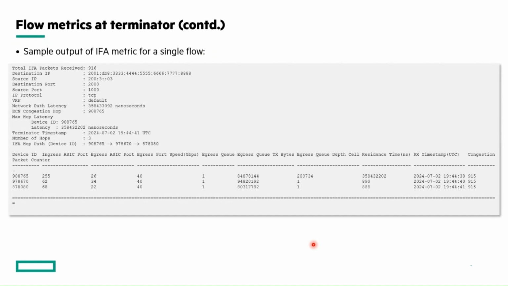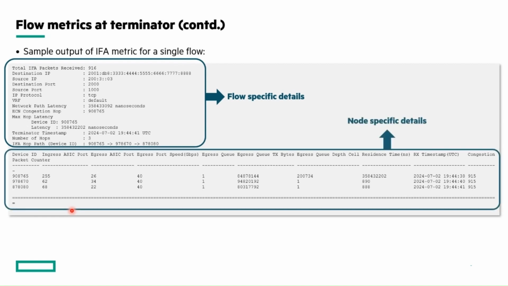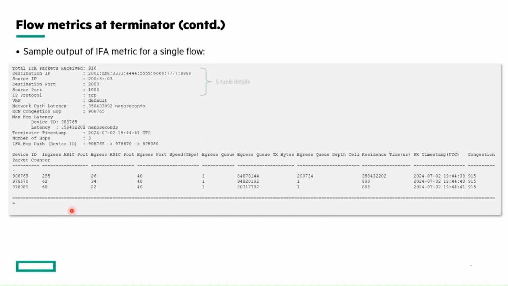So here is an all-in-all view of your flow metrics for a single flow. There can be multiple flows that have similar outputs. This is for one flow. So on the top, you have your flow specific details. Below, you have your node specific details. And similar metrics will be displayed for each flow.